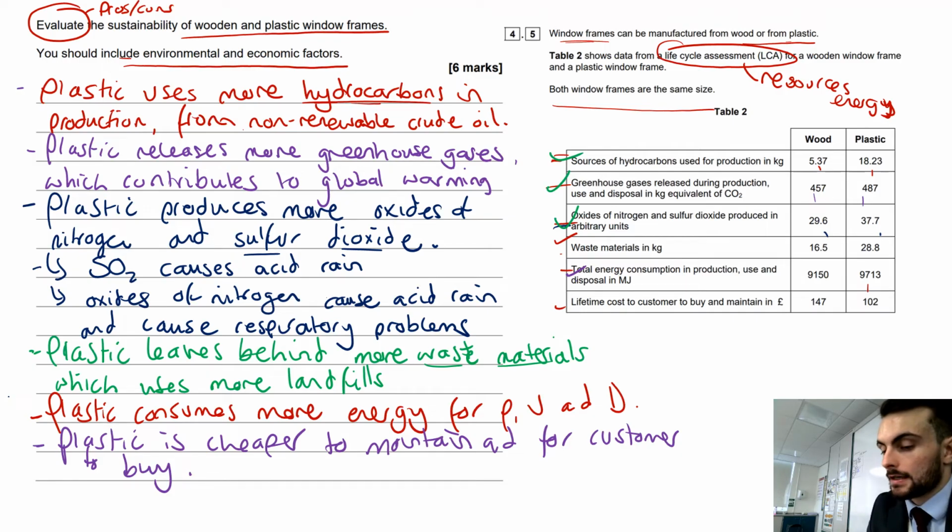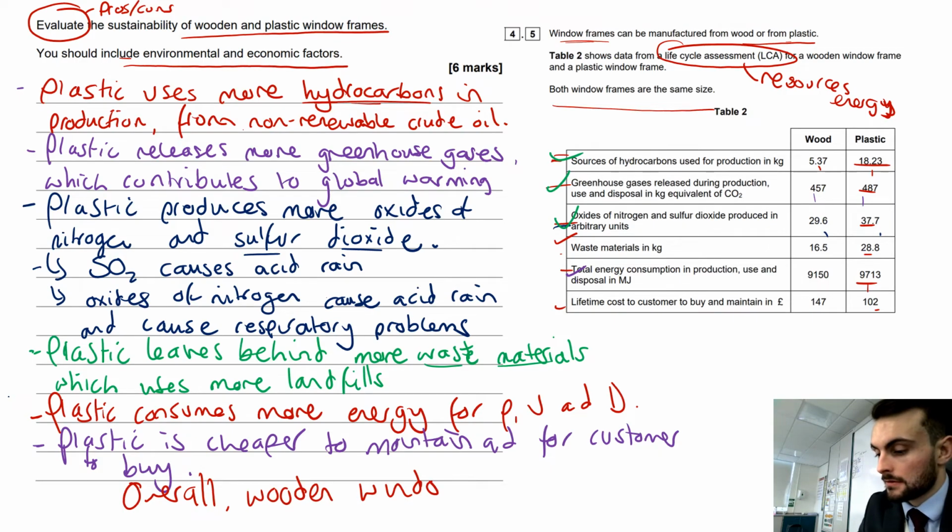And then finally, because we are doing an evaluation, we need to make a final judgment on it. So what we need to do for this is you look at the pros and the cons. All of the cons are towards plastic for every single one except the cost. So we can say overall wooden window frames are better.